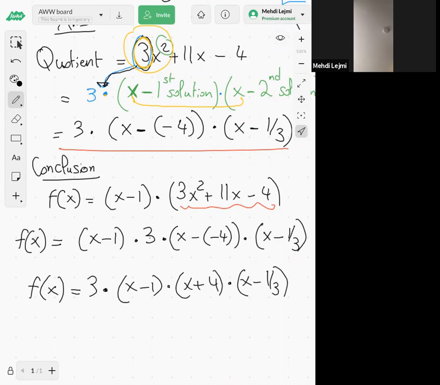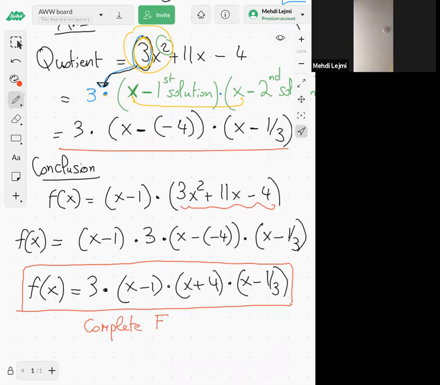All right, so then this would be a final answer. This is the complete factorization of f of x. I just moved this 3 here to the front. And then here I said x minus negative 4, that would be plus 4. Minus minus, that would be plus. So this is the complete factorization of f of x.